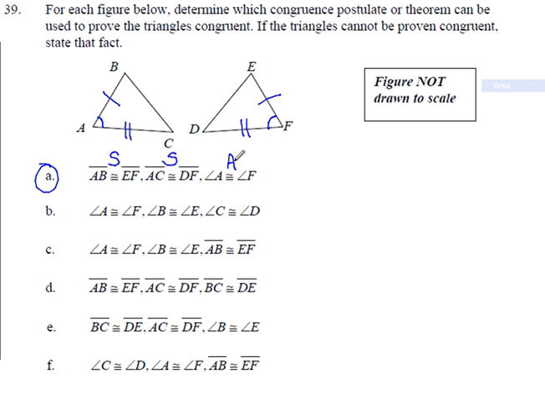Now, by just reading the directions, you might think that this is the bad word and thus does not work. However, if you look at the pictures, this is side, angle, side congruence. And if you check on the other one, you find it the same thing. So this is true. The triangles are congruent by side, side, angle, side.